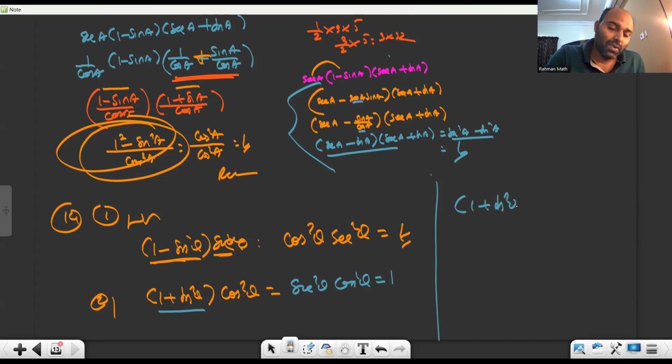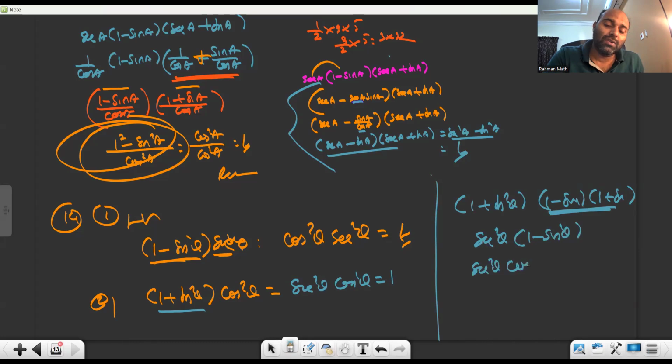Same thing: 1 plus tan square theta into 1 minus sine theta into 1 plus sine theta. 1 plus tan square theta is sec square theta. This is a plus b into a minus b, so 1 minus sine square theta, that's also cos square theta. Sec square theta into cos square theta is 1. So everything is equal to 1. Everywhere you write equal to 1.